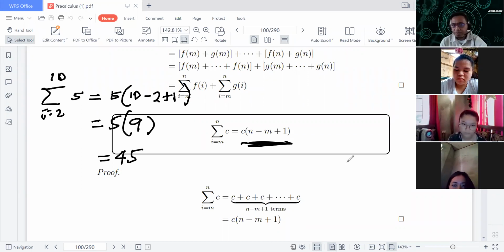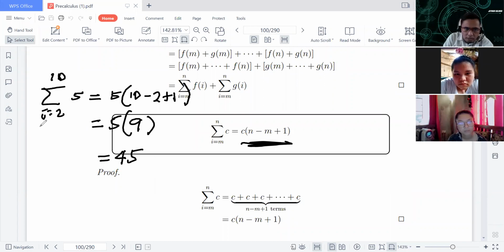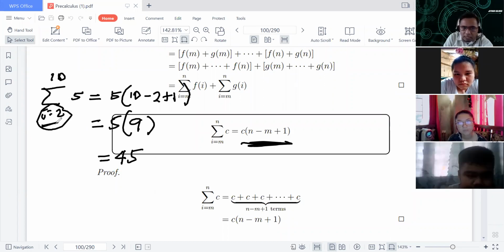Is it clear? So there is no need for you to do it, because in this case you would have to do it one by one. How many terms are there? There are 8 terms and 9 terms to do it. That's why if you add all of the 5s here, you will have 45. So just remember, you will use this formula.